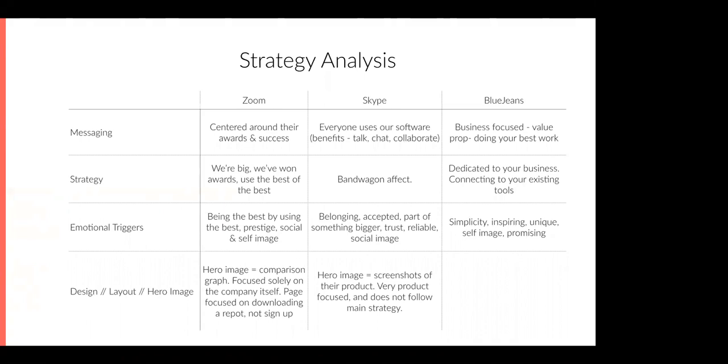So I always advocate for testing the strategy of your images. If everyone on your team is really product focused and they want to show an image of the product, then great, but let's test that against a strategic image. And Blue Jeans kind of does it all. They are showing an image of a woman who is using her phone to talk to her team back in the office. So they're connecting people in and out of the office. They're very business focused.